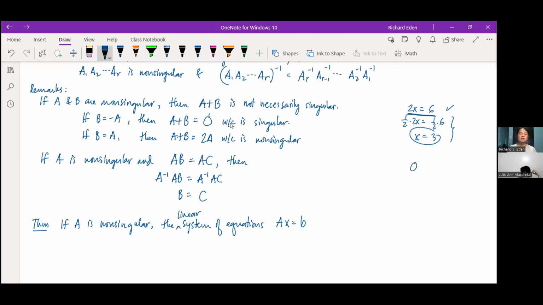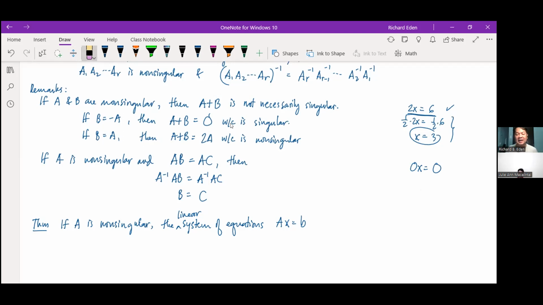If you look at the equation 0x equals 0, how many solutions does this have? Infinitely many, because whatever we do, we are not led to a specific value of x. We cannot divide by 0, because after all, 0, the coefficient on the left, has no reciprocal.